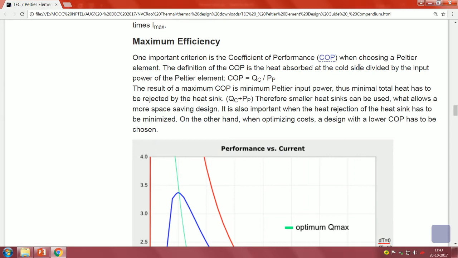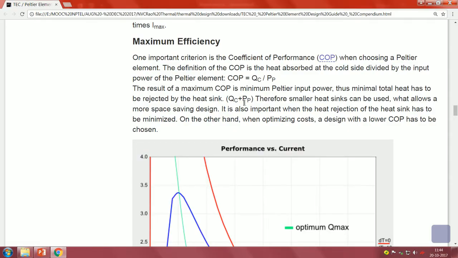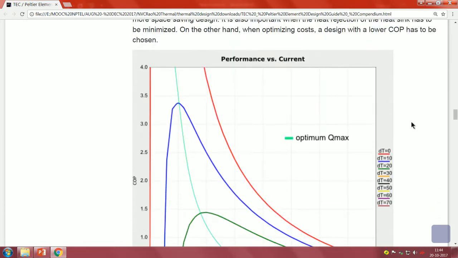Another important criterion is the coefficient of performance when choosing a peltier. The definition of the COP is the heat absorbed at the cold side divided by the input power of the peltier. Because when many small systems are attached together, overall things become very poor. So, for convenience, the result of a maximum COP is minimum peltier input power, and minimum total heat has to be rejected by the heat sink. Therefore, smaller heat sinks can be used, which allows a more compact device. It is also important that the heat rejection of the heat sink be minimized. On the other hand, when optimizing cost, a design with a lower coefficient of performance has to be chosen.